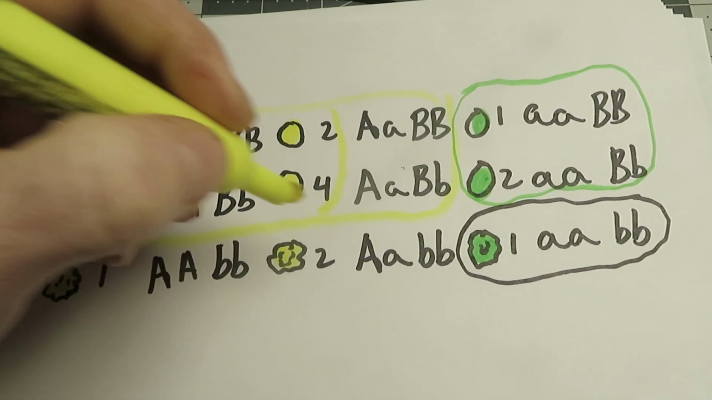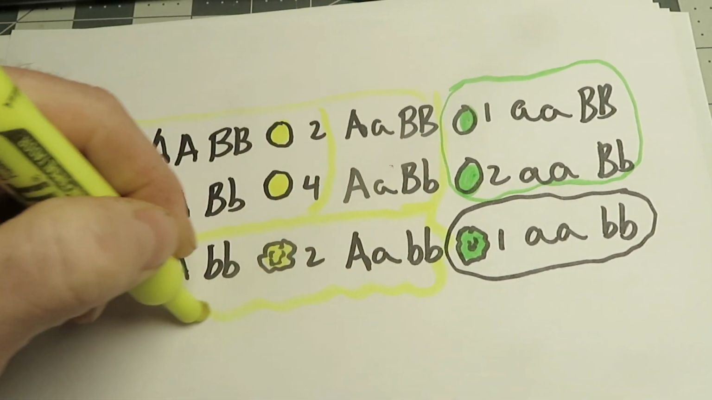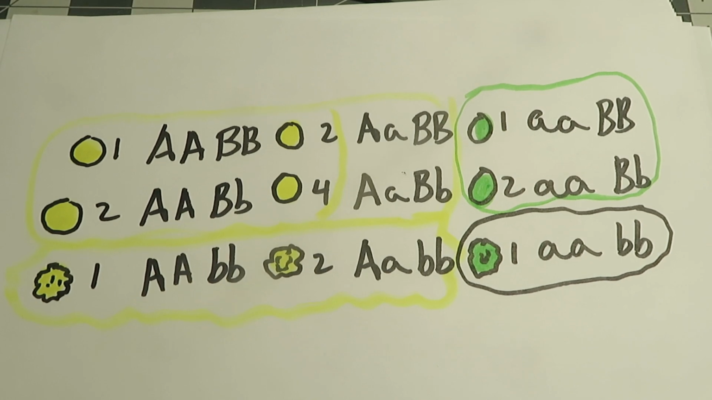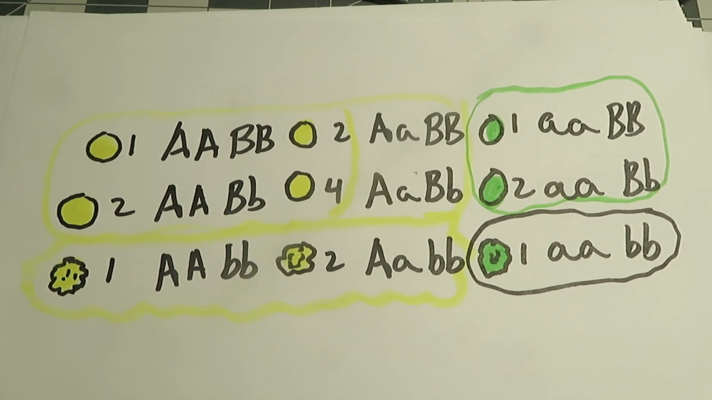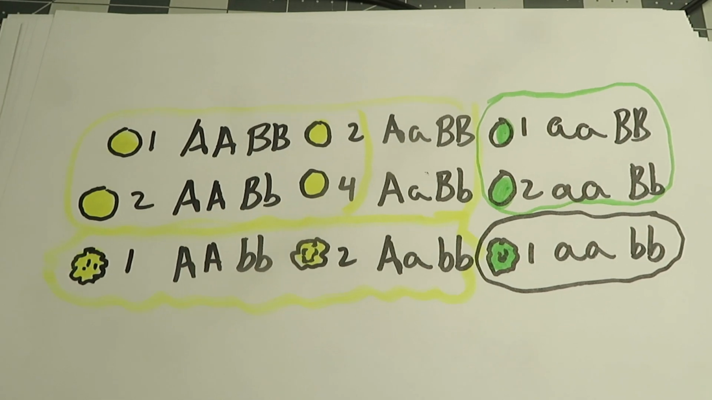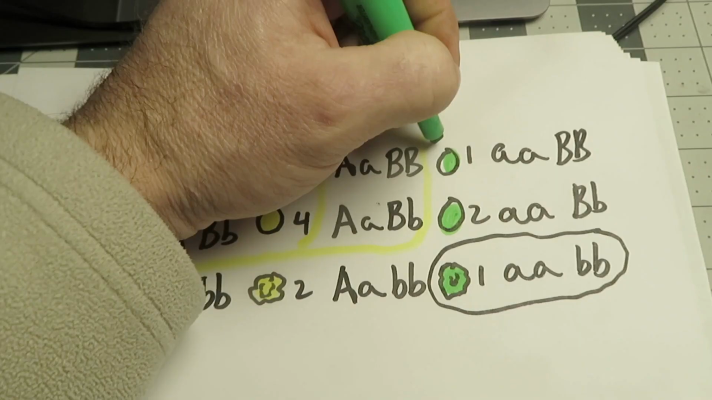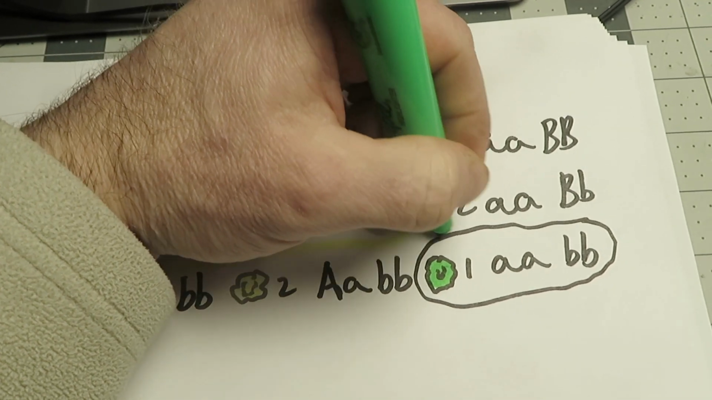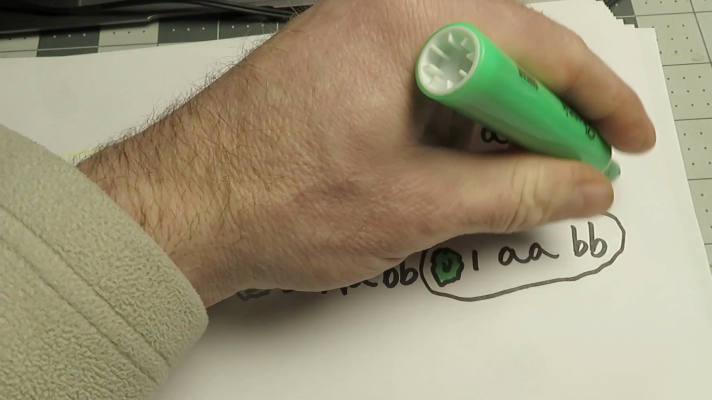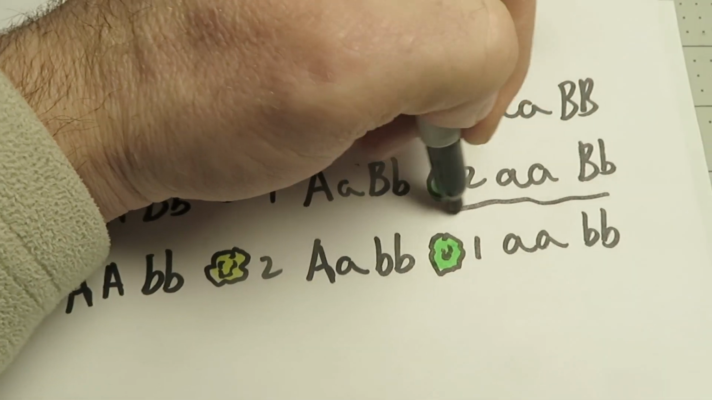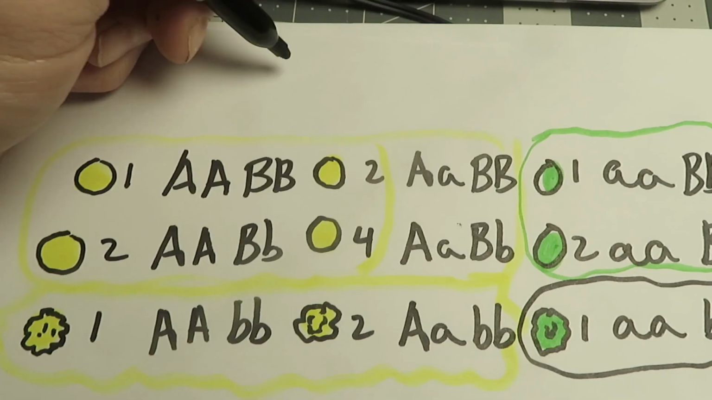How many of them are yellow and wrinkled? That's down on the bottom there, 1 and 2. Big A, little b, and big A, little b, little b. Those are yellow and wrinkled. And then how many of them are green and round? That's going to be little a, big B, and little a, big B, little b. That's also 3. And then we're back to our green wrinkled pea, 1 out of 16.